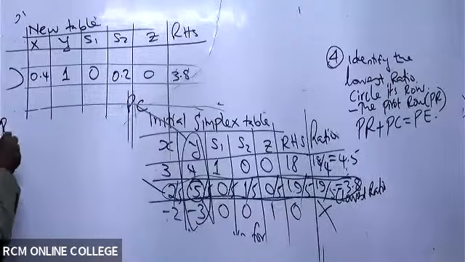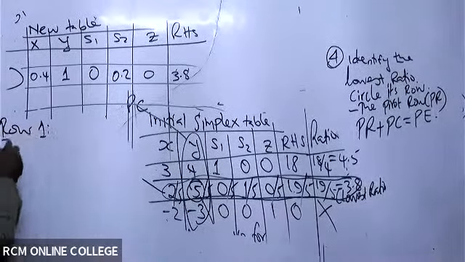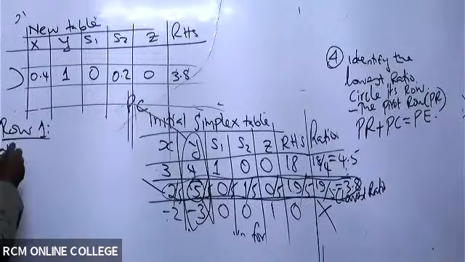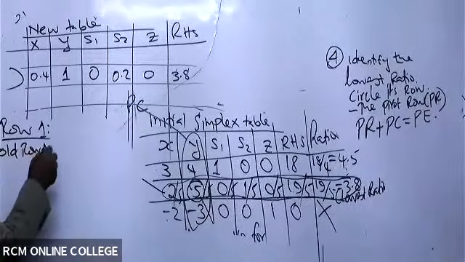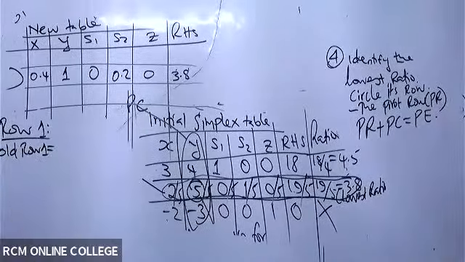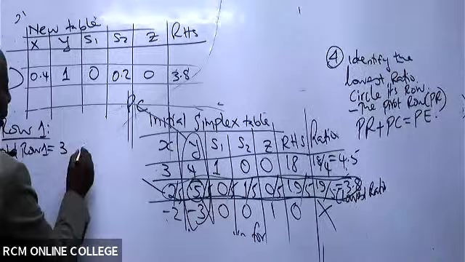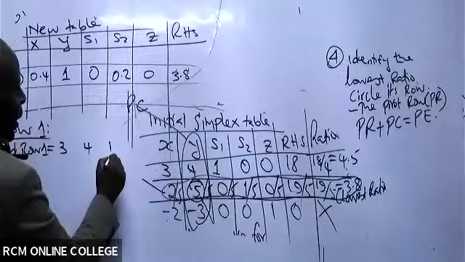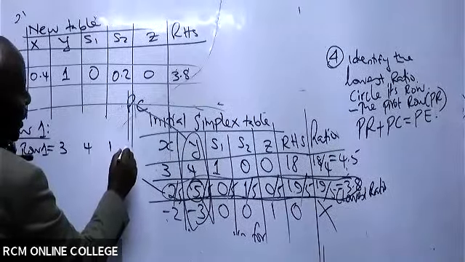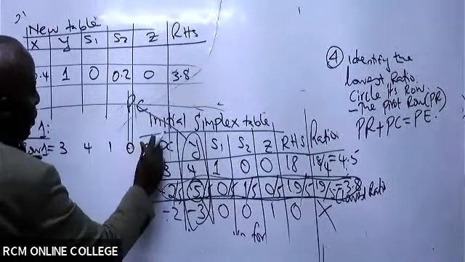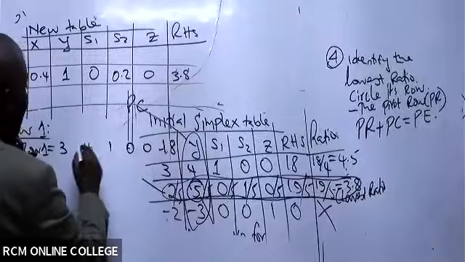So we have here row 1 is missing. So we shall be able to look for the old row 1. What do we have here? Old row 1 is here from this old table. It is 3, it is 4, it is 1, it is 0, 0, 18.